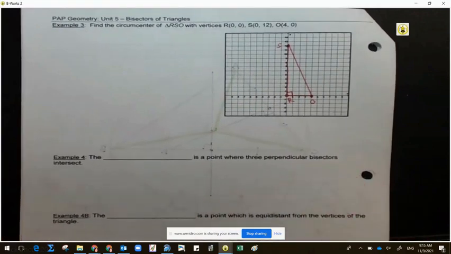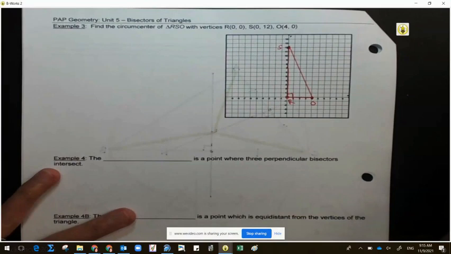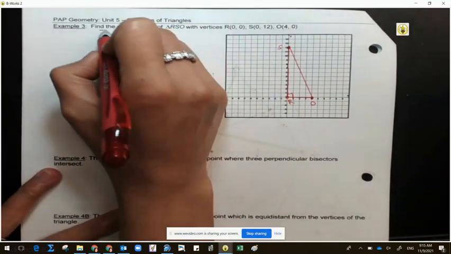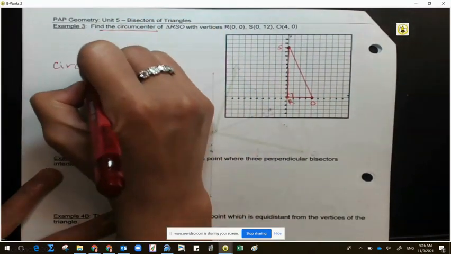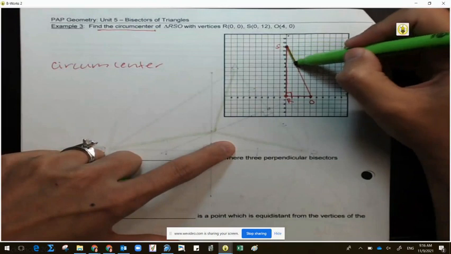Right. So here we have a right angle. And so according to what we said previously, the circumcenter has to be the midpoint of the hypotenuse. So let's write out our circumcenter. All we care about is the midpoint of the hypotenuse. So let's highlight the hypotenuse only.